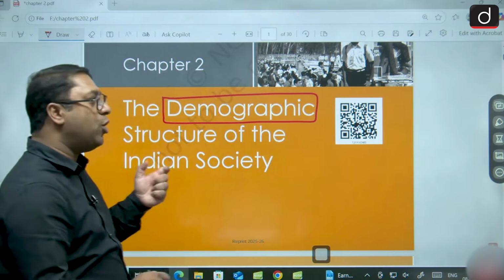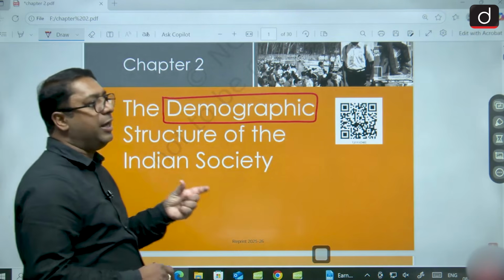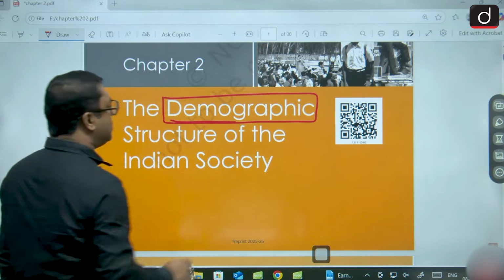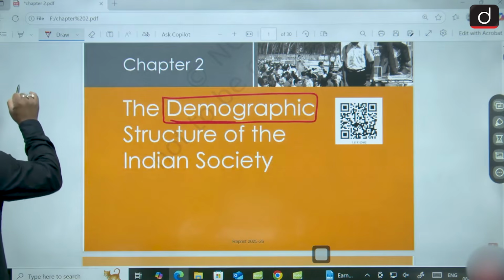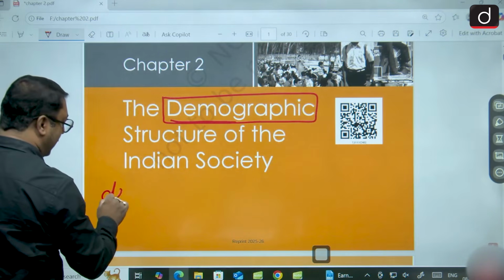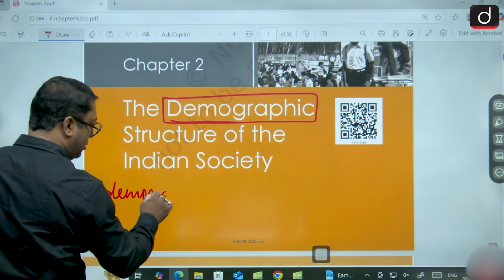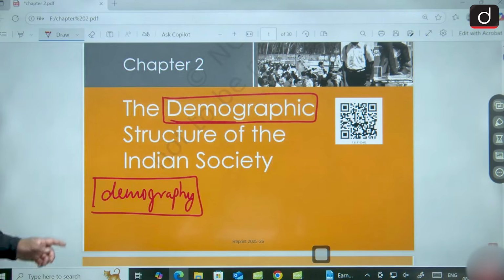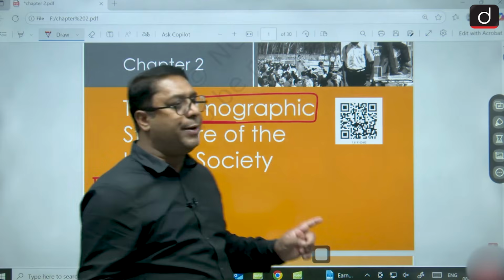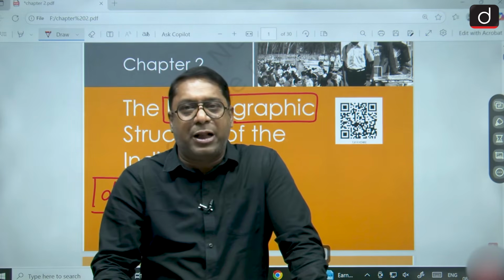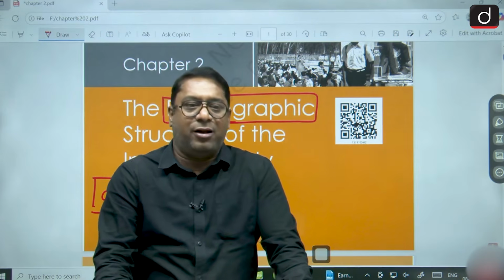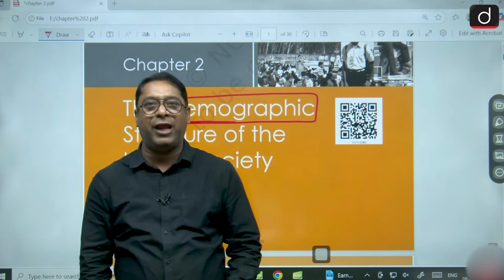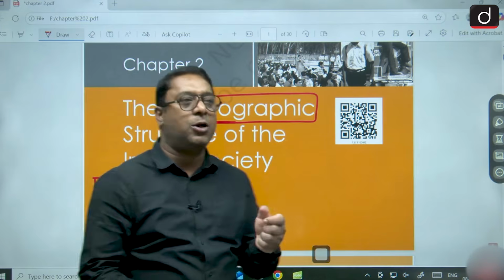And this word demography comes from the Greek word demos. I'm talking about this word demography. It comes from the Greek word demos, and demos means people, and graphin means what? Describe. So we can say that demography is concerned with the description of people.